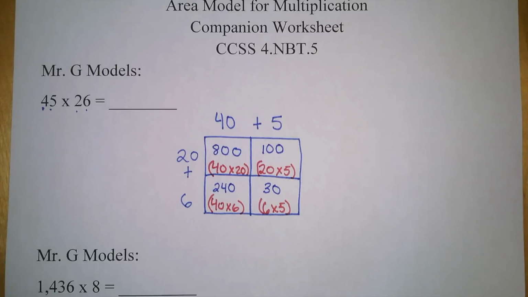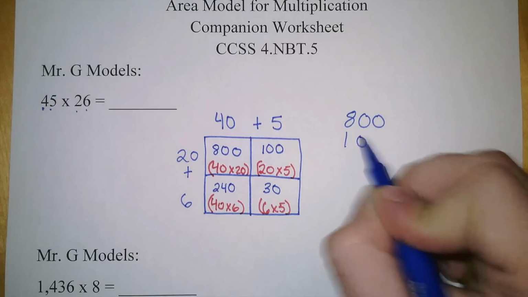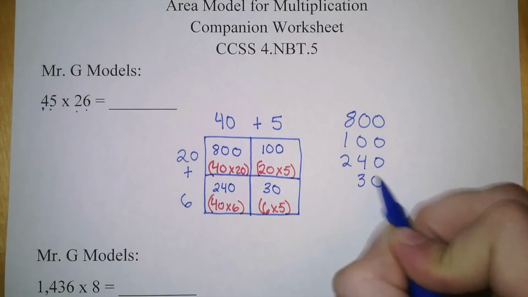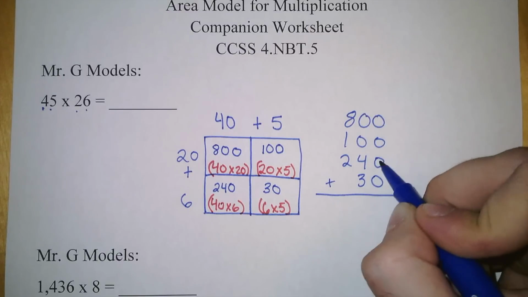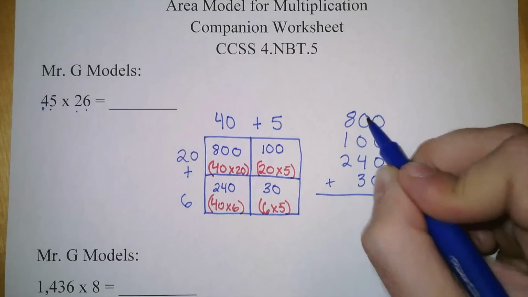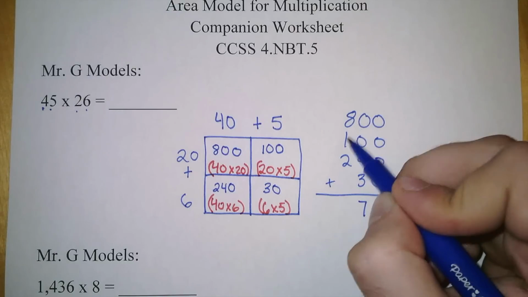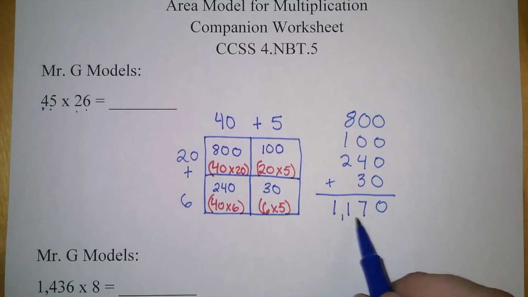Pretty simple strategy. And the last thing that we need to do is to add each of these 4 partial products together. So we have 800, 100, 240, and 30. We have 0 plus 0 plus 0 plus 0, 0 plus 0 plus 4 plus 3, 8 plus 1 plus 2 is 11. So we're left with our answer of 1,170.